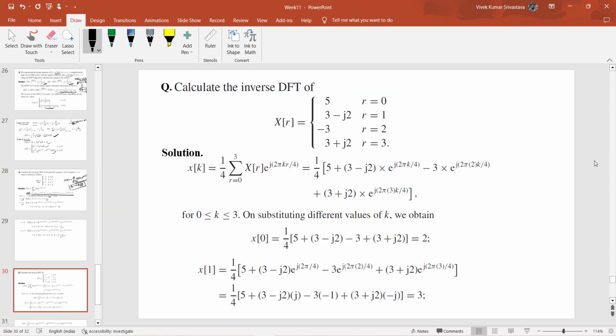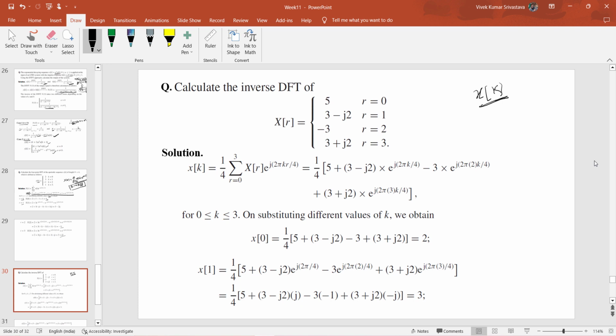So now moving ahead, in this problem we have to evaluate the inverse discrete Fourier transform. Here x of r is given to us, and we have to evaluate the discrete time sequence, that is x of k. On the basis of this x of r we have to evaluate the different values of x of k.